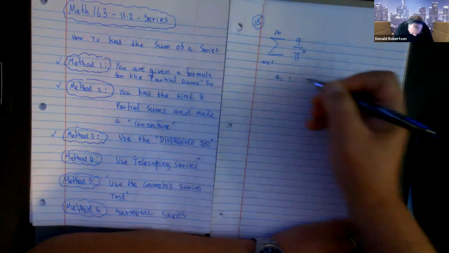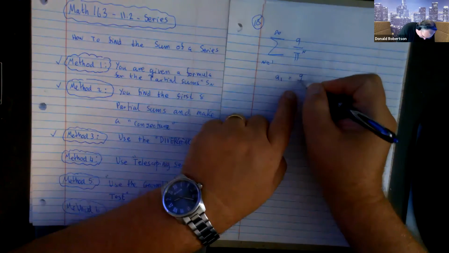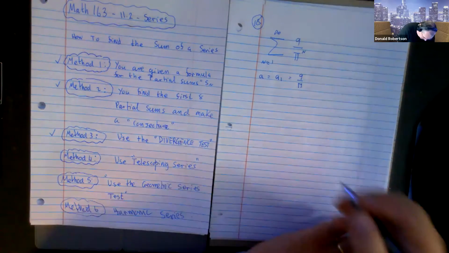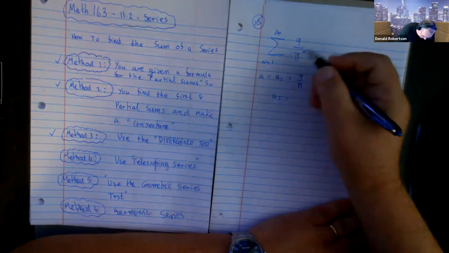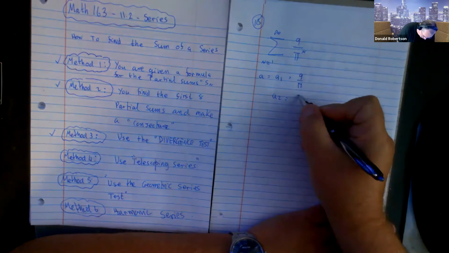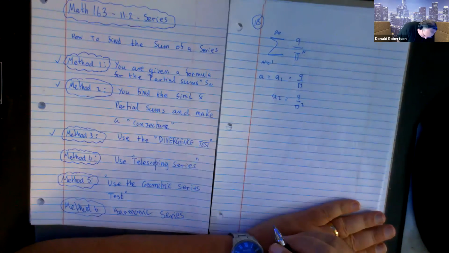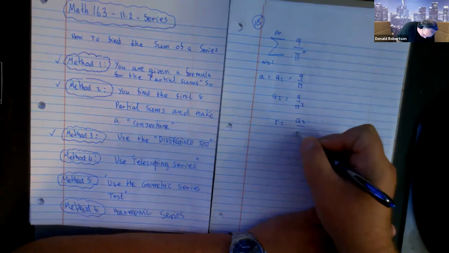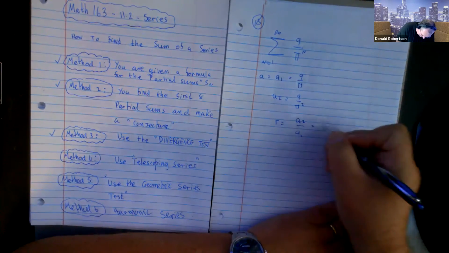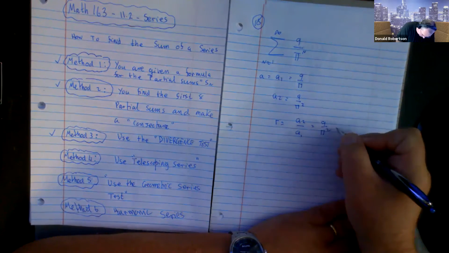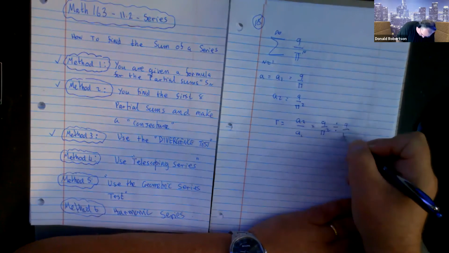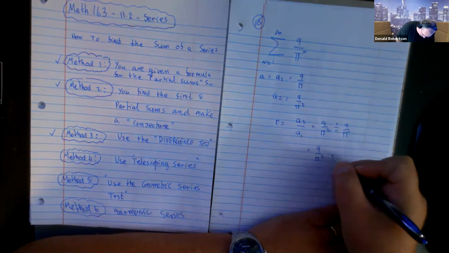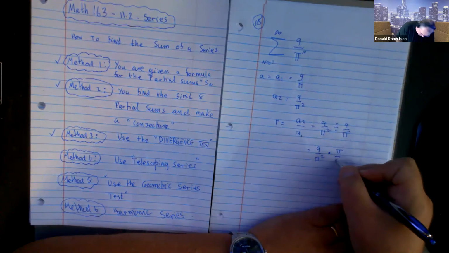A1 is what you get when you plug in 1, so in this case, 9 over pi. A1, by the way, is the same thing as A, right? A2 is what you get when you plug n equals 2 in, so that's going to be 9 over pi squared. The common ratio is going to be A2 divided by A1, which is the same as this one multiplied by its reciprocal.